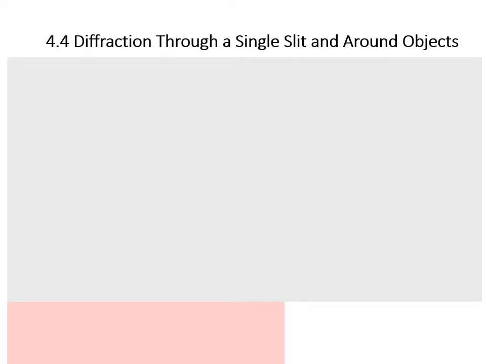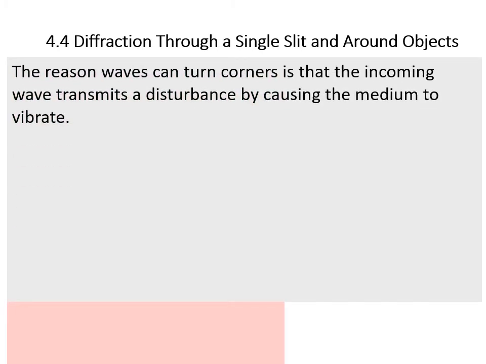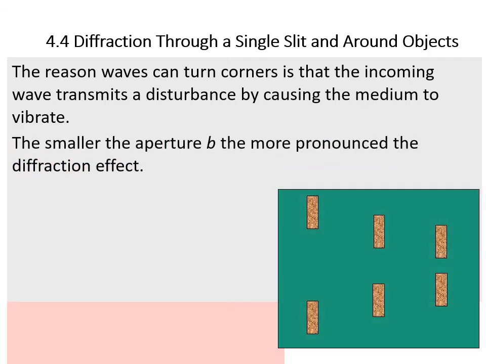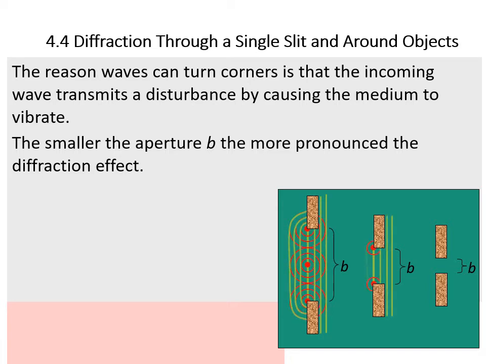So as observed on the previous slide, those wave fronts were bending around the corner through the opening because of those wavelets transmitting the disturbance. The smaller the aperture, the opening b, the more pronounced the diffraction effect. So you get less of a spherical waveform through a larger opening, and more of the spherical nature when the size of the aperture gets smaller.